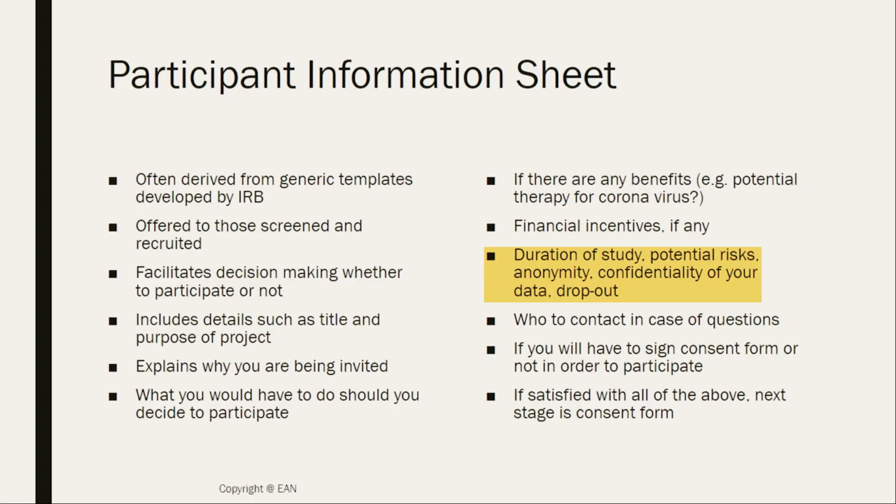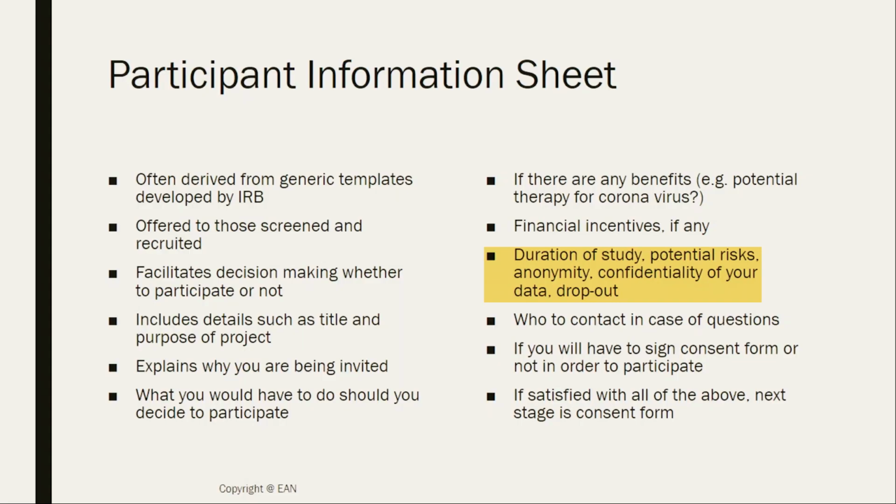It also includes information about the duration of the study and if there are any potential risks or side effects, if it involves drugs, or if it involves issues of privacy and confidentiality, how the data that you provide will be secured. These are all included. It also specifies your right to drop out from the study if you so wish. You can drop out or stay and complete the study. If drop out is not allowed, it will be spelled out in the participant information sheet, so that you are making an informed decision.